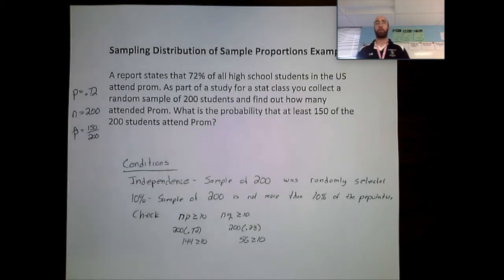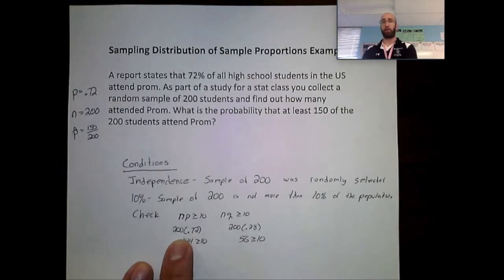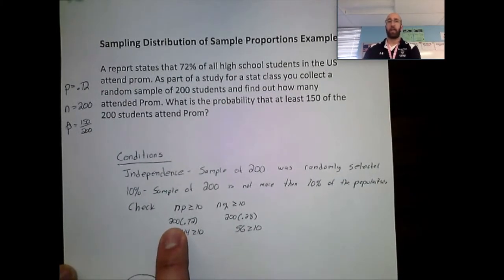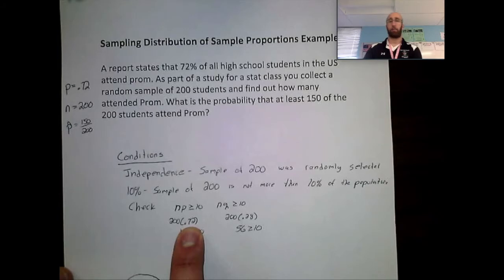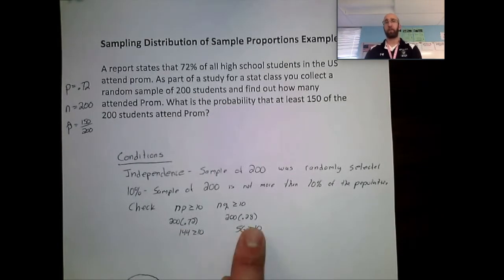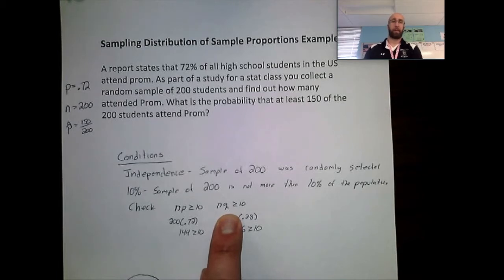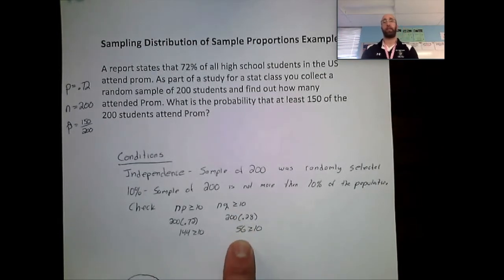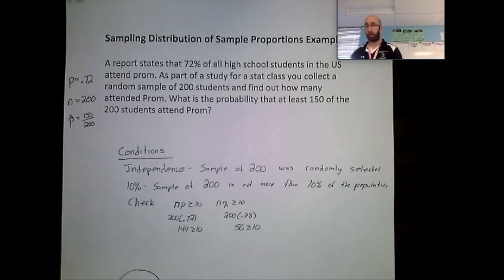Finally, we check np is greater than or equal to 10 and nq is greater than or equal to 10. We're making sure our sample is big enough. Using that information I found earlier, I already did these calculations. n times p is 200 times 0.72, which is 144, which is definitely greater than or equal to 10. q is just the opposite of p, it's 1 minus p. So 200 times 0.28 is 56. That's also greater than or equal to 10.